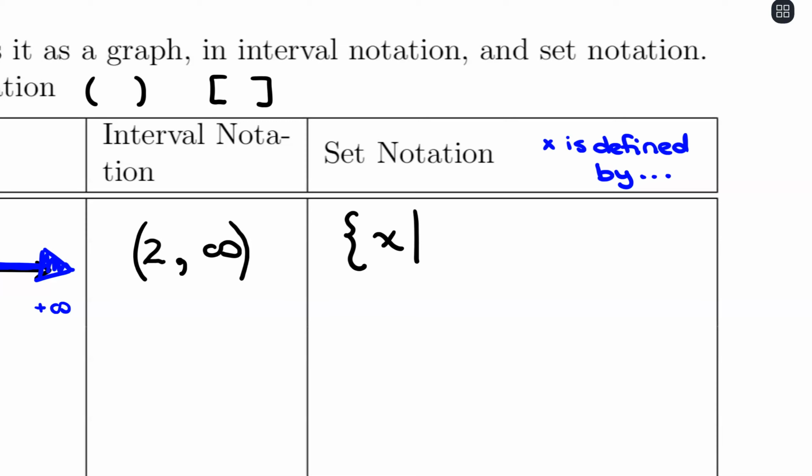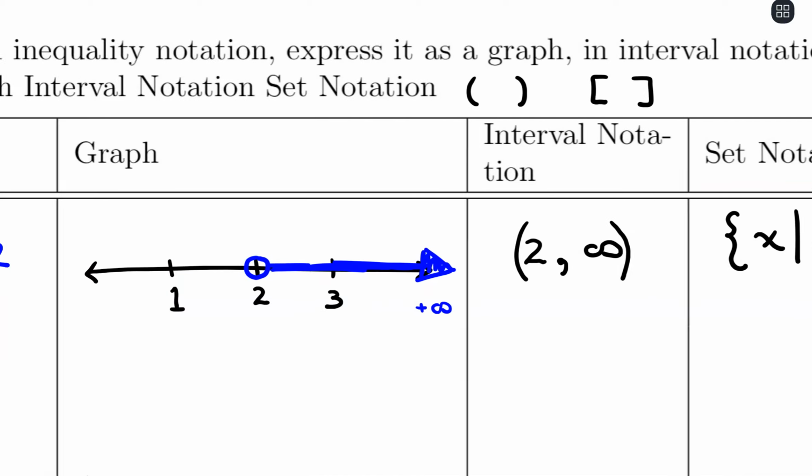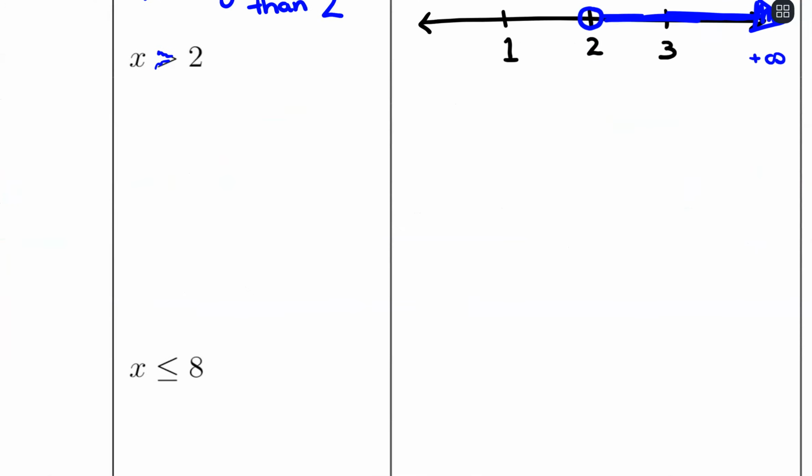And then we're going to define x. So this is describing a set of values that works for x, and then I'm just going to use that inequality notation, which is that x is defined by x is greater than 2, and then close those curvy brackets, and we're done. All right, so that was all for x is greater than 2.